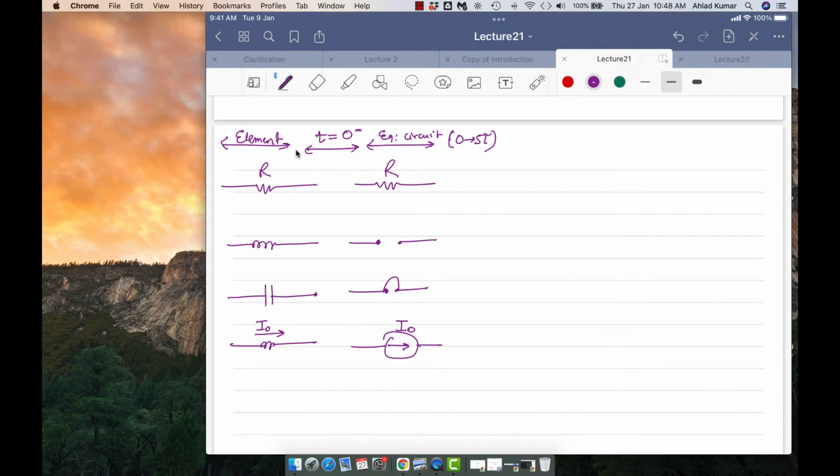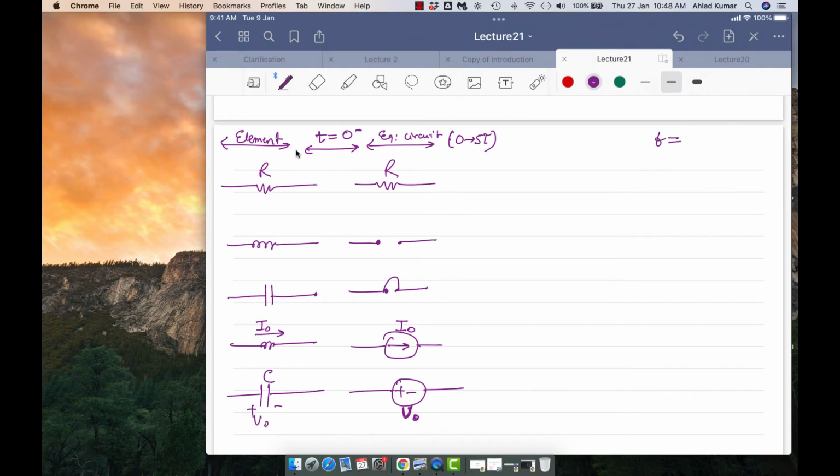And similarly, if you have a capacitor and if it has an initial charge on it, then it will be replaced by a battery of value V0. This is V0.